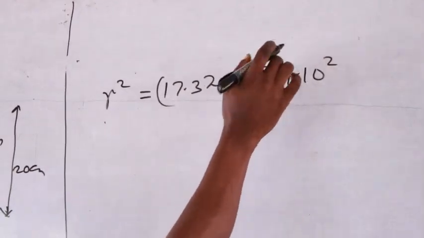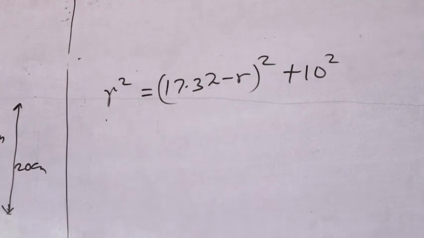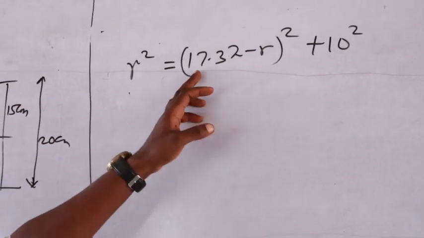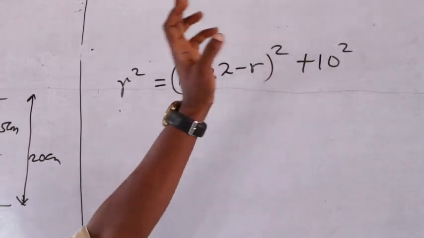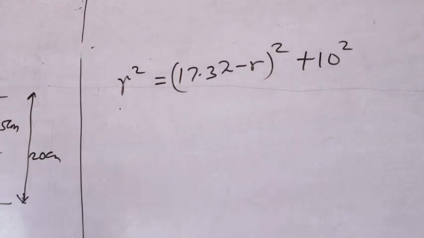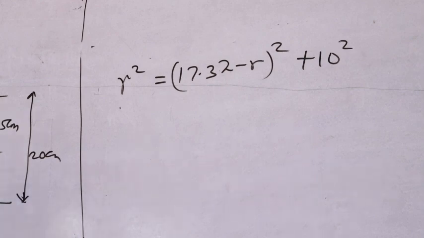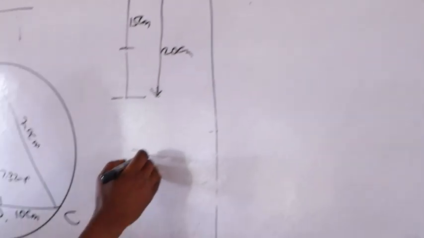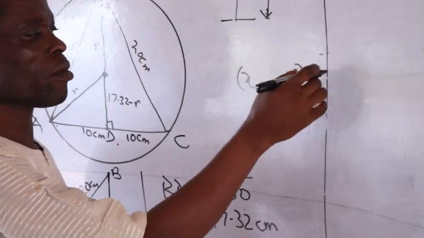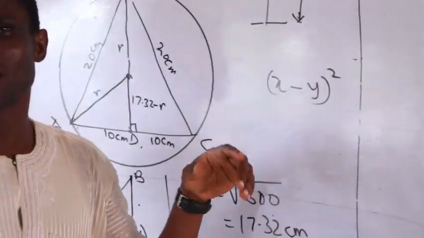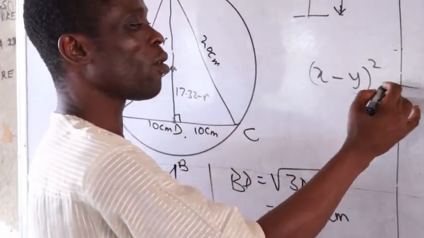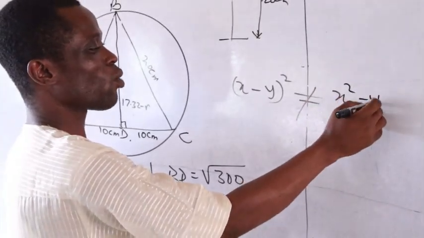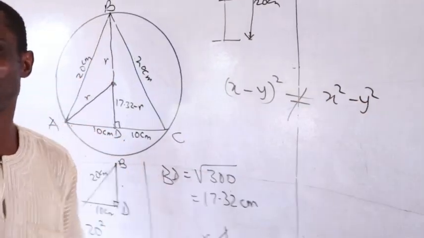And now this is where students always make mistake. This one is not 17.32 squared minus r squared. It's wrong. You cannot distribute that square over 17.32 and r, because when you have something like (x minus y) squared, it is wrong for one to say x squared minus y squared. This is the difference of two squares now.